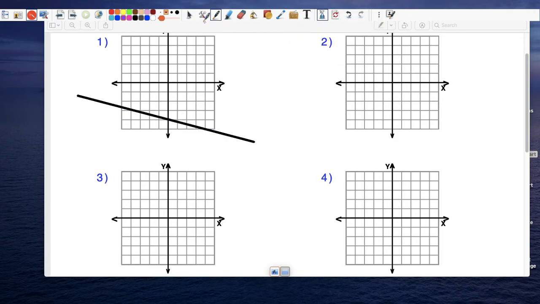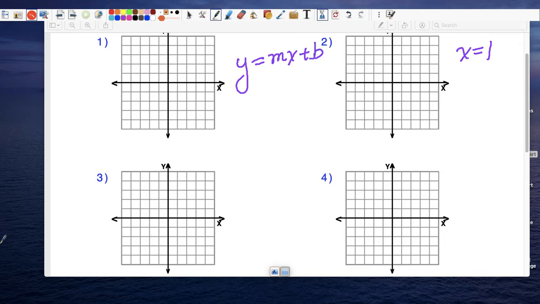20. Okay, so 20 is an interesting one. 20 says x equals 1. So think about y equals mx plus b. In this case, the only thing we have is x equals 1. So let's find x equals 1. You go to the x-axis and find 1. There's 1. So the line x equals 1 is this line right here.